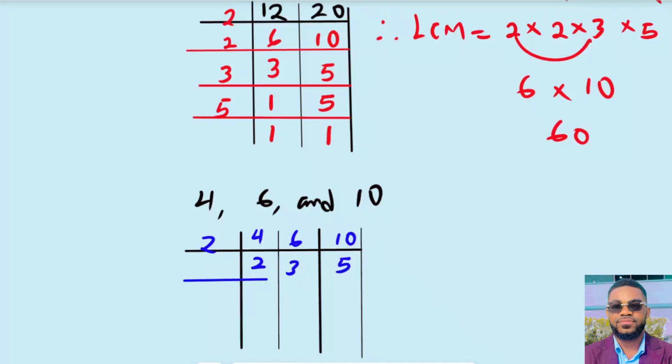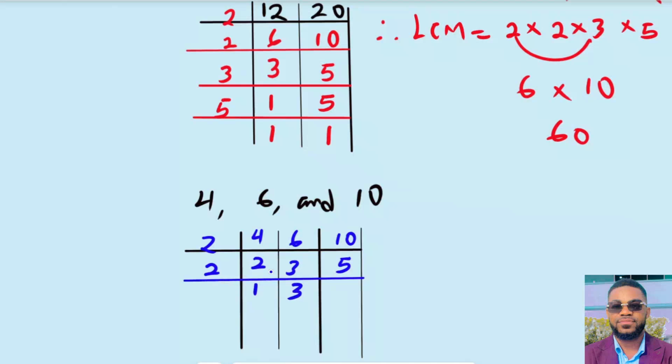So we can still simplify. Now the numbers that we have are 2, 3, and 5, which are prime numbers. So I have to take them one after the other. I have to use 2 again. 2 goes into 2 one time. 2 goes into 3, that's not possible, so write the same thing.